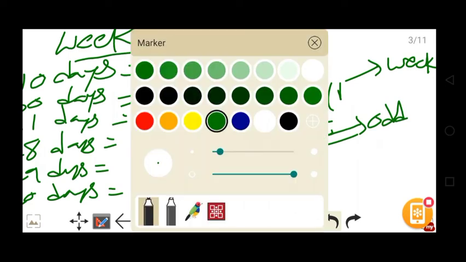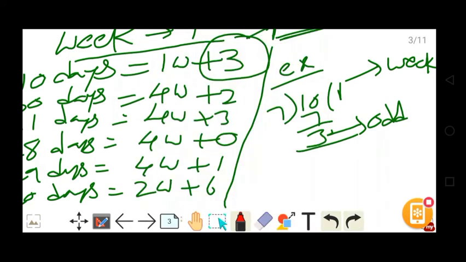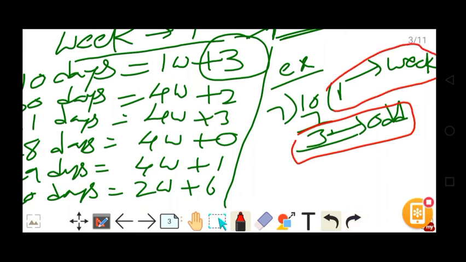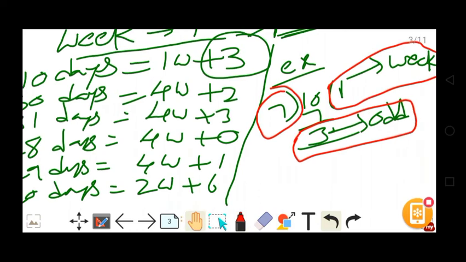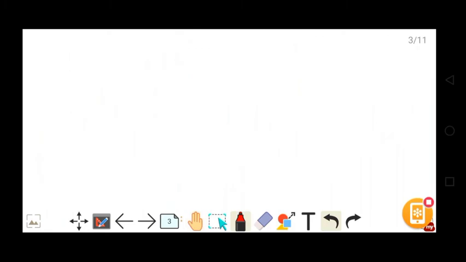Remember guys, remainder represents odd days. Quotient represents the number of weeks if you divide with 7. If you consider one more example, generally a month has 31 days, 30 days, 28 days, in some cases 29 days. We will check.